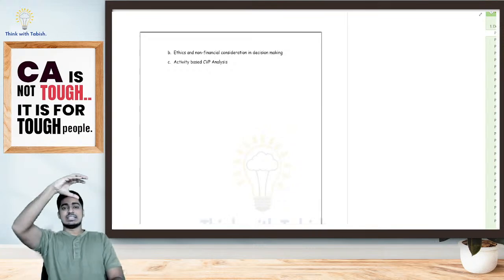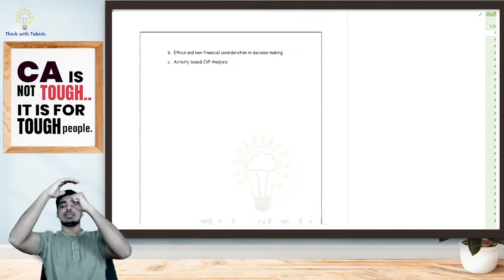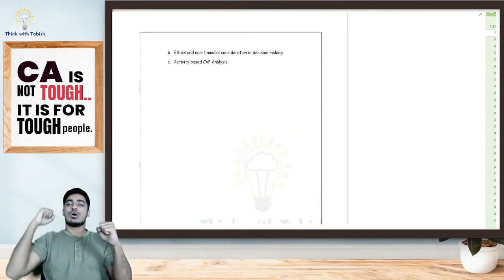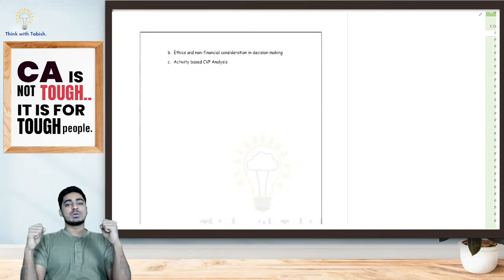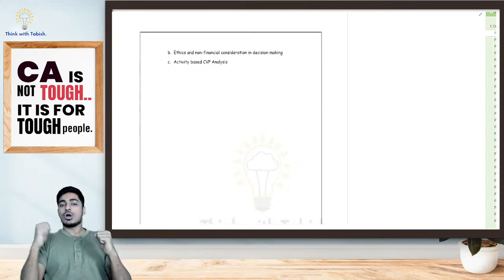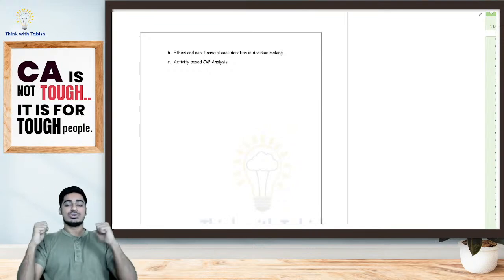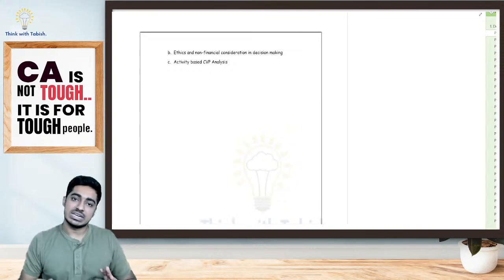I have told sales of 1000 rupees. I can bifurcate it: my variable cost is 600, contribution is 400. Variable cost percentage is called variable cost ratio. Contribution percentage is called PV ratio. We add the two, it will always be 100%.